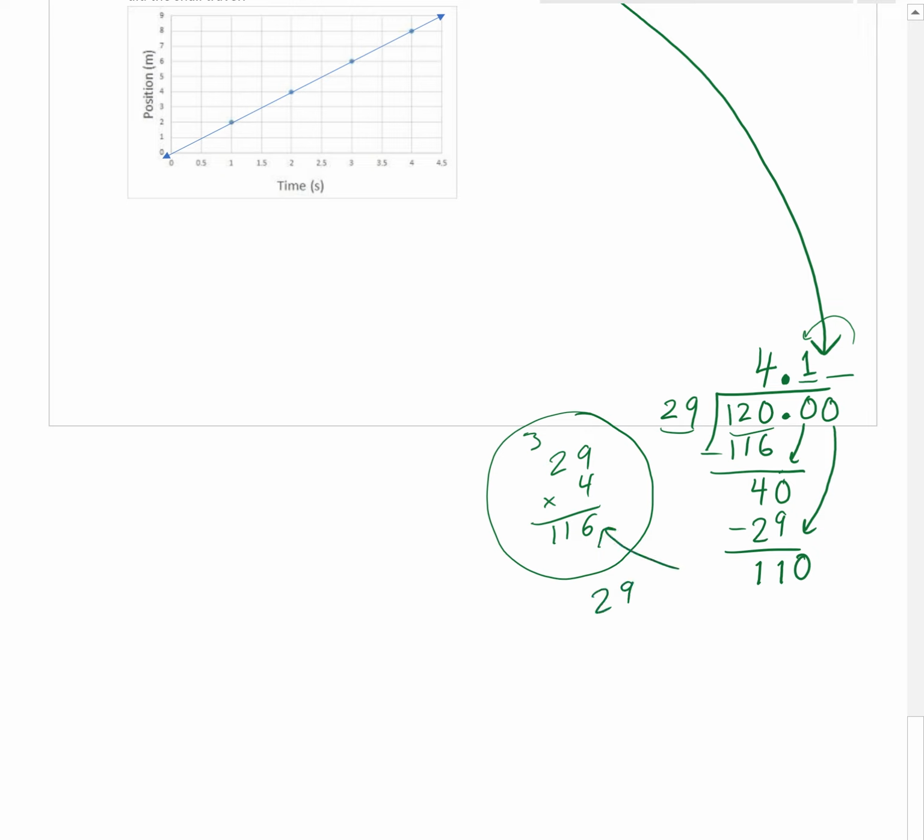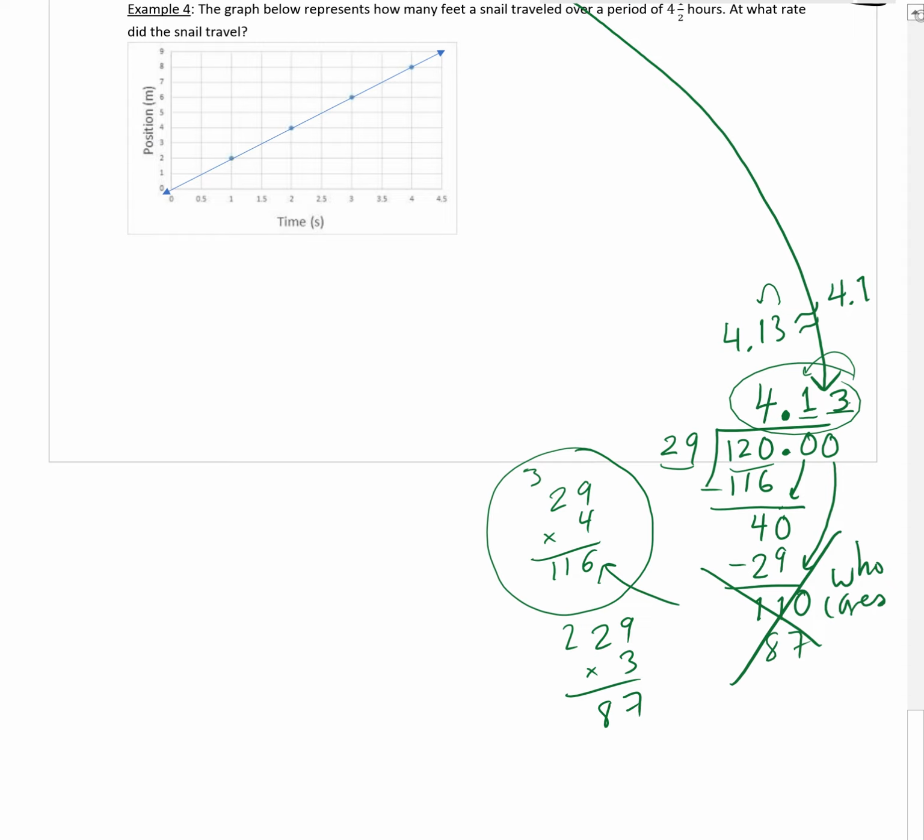Dang it. What about 29 times 3? 3 times 9 is 27, 3 times 2 is 6, plus 2 is 8. Okay, 87. I think that's the one. But at this point, who cares? Because I've got the digit I need. So now I know it's about 4.13. And if I round that to the tenths, 3 is not big enough to round that 1 up, so it'll stay at 1, just 4.1.